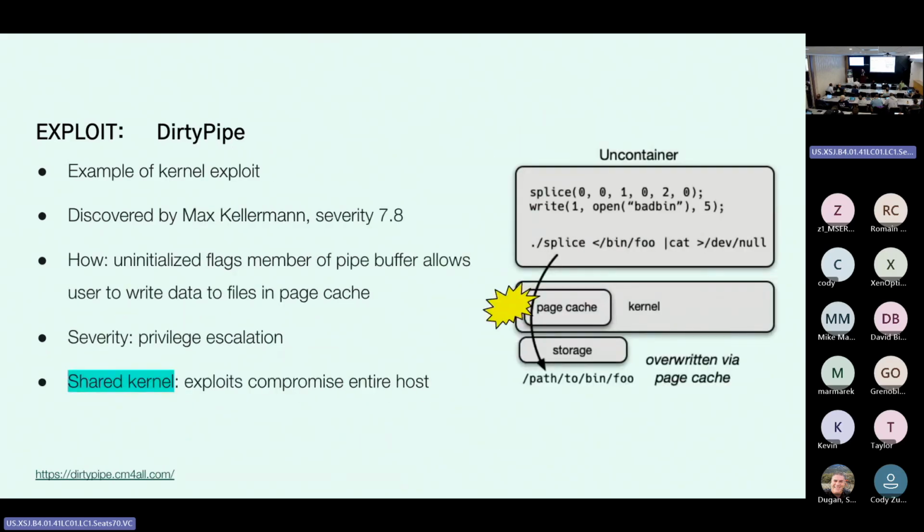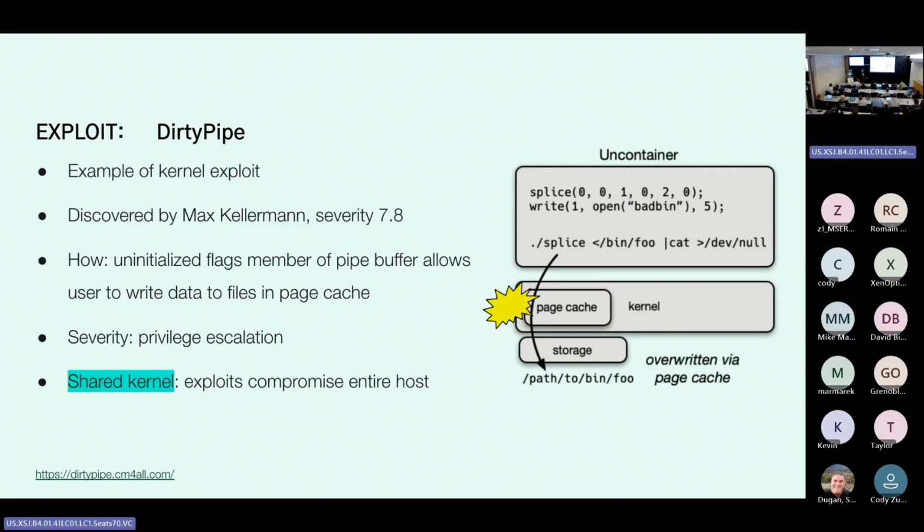The next example is a kernel exploit. It's called Dirty Pipe. It was discovered a few years ago by Max Kellerman. It has a high severity because it allows an application to overwrite files it doesn't have write access to by exploiting a bug in the kernel through how buffers are managed between the page cache and pipes.